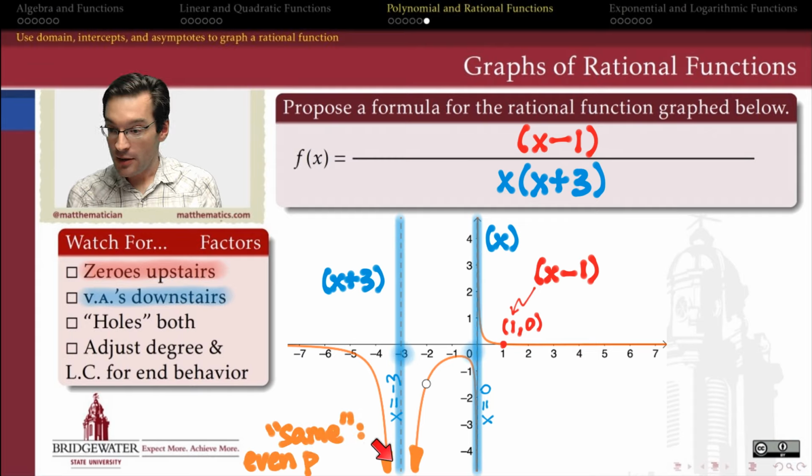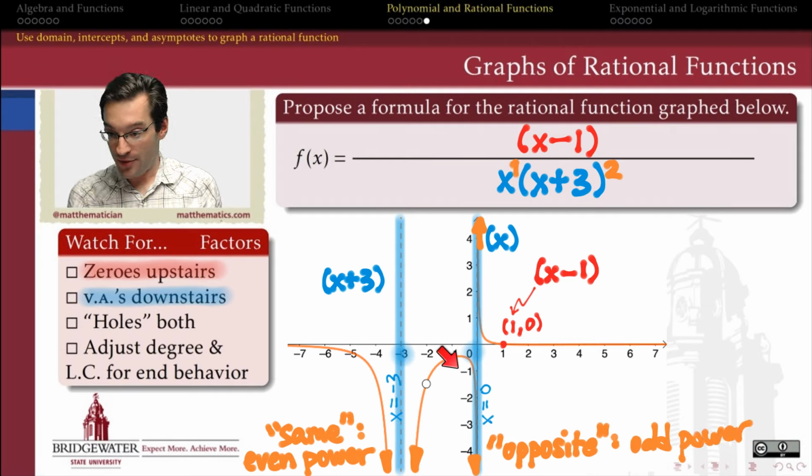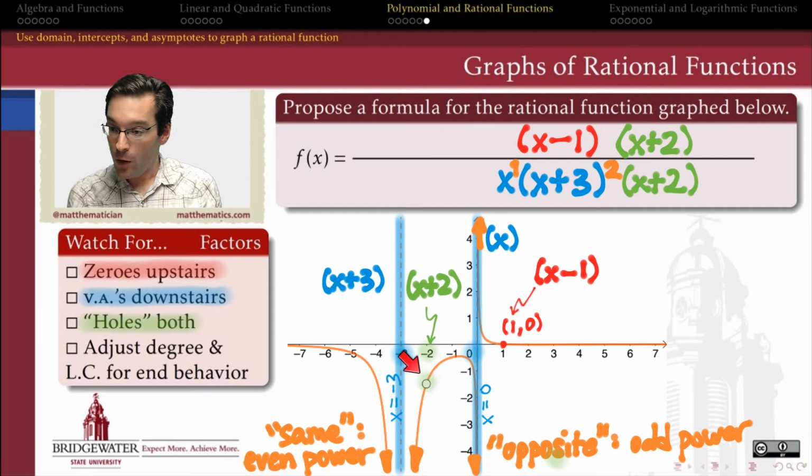Also, since the local behavior is the same, both crash through the floor here at x equals negative 3, I'm going to want an even power, an even number of x plus 3 factors downstairs. And when the local behavior is opposite, crash through the floor on one side, through the ceiling on the other, I want an odd number of factors. I'll choose 1 factor of x there. If I have a hole at x equals negative 2, it means I need a factor of x plus 2 in both my numerator and my denominator.